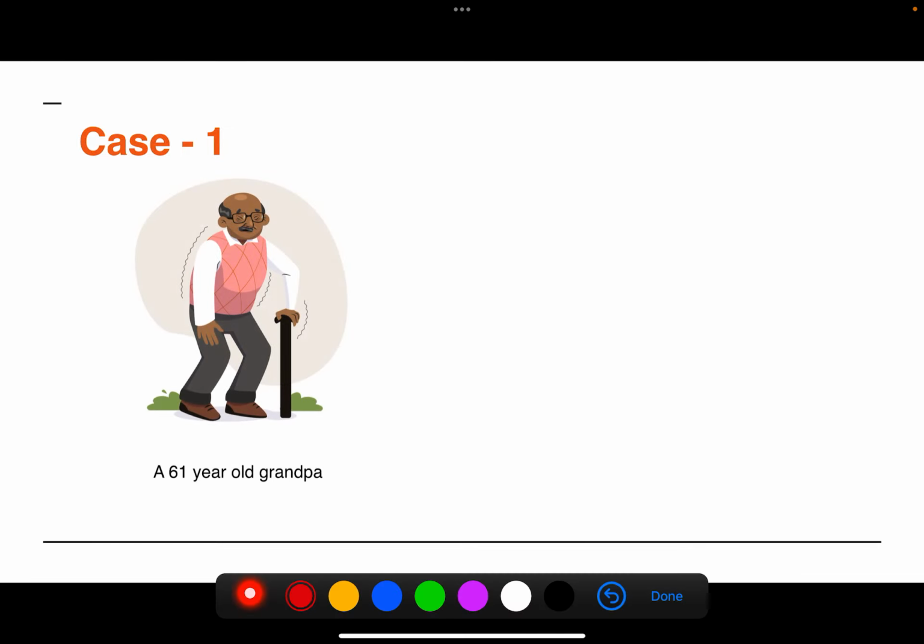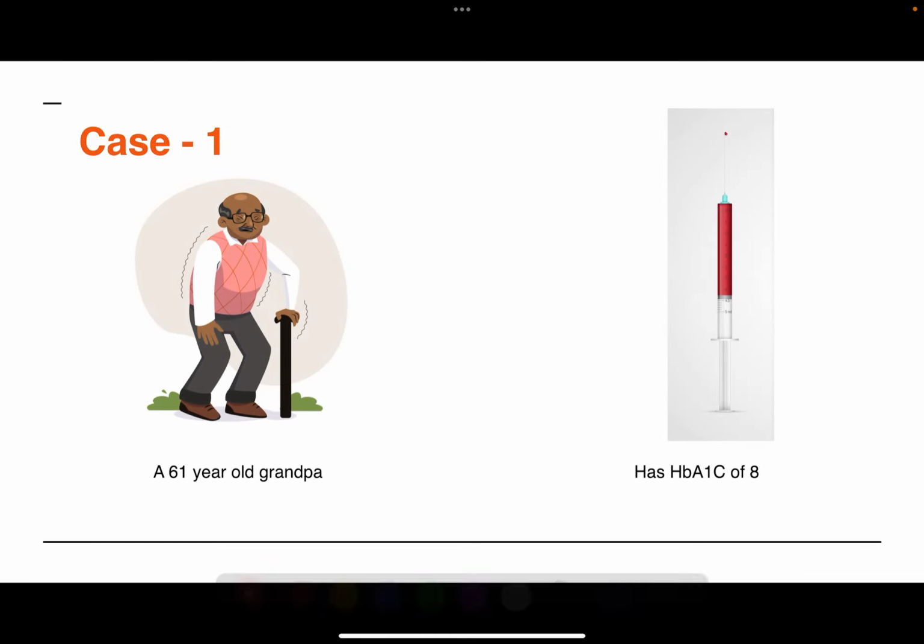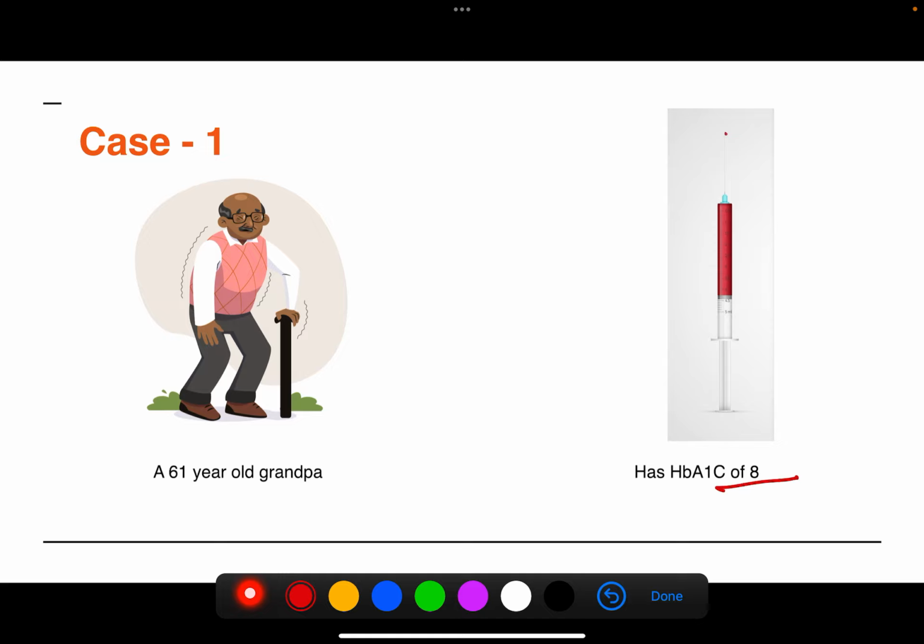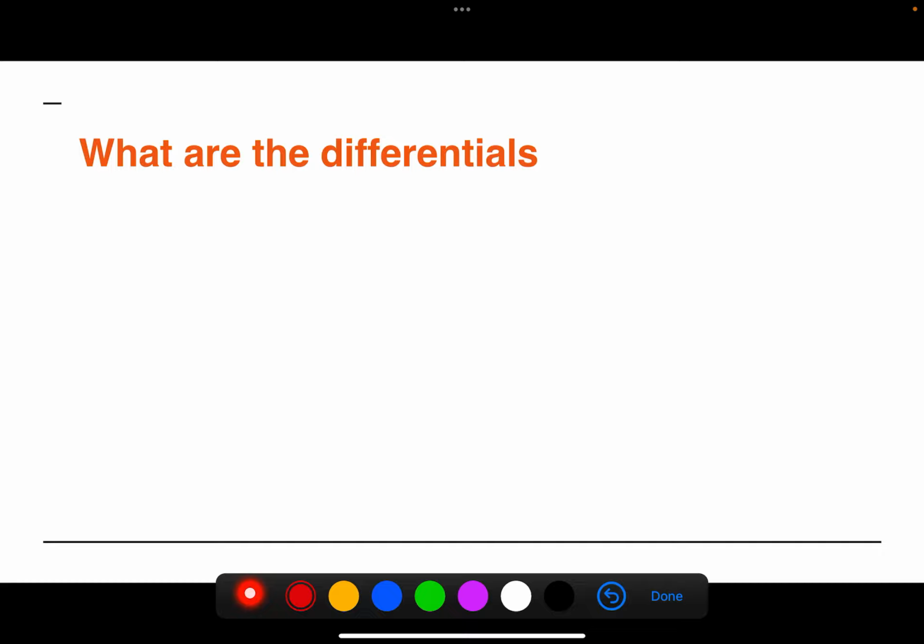So here is a 61-year-old grandpa with an HbA1c of 8. Anything more than or equal to 6.5, we consider as diabetes. So this grandpa is diabetic. Let's see what can be the differentials for this. So an elderly grandpa, it can be type 2 or it can be LADA.